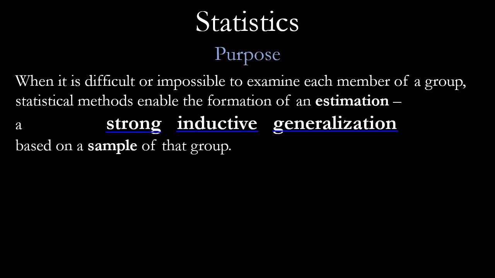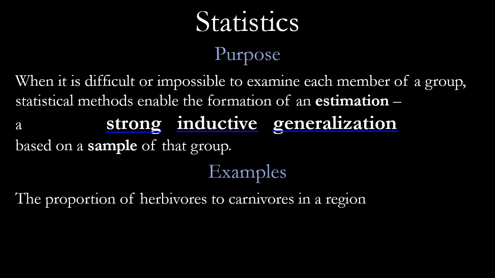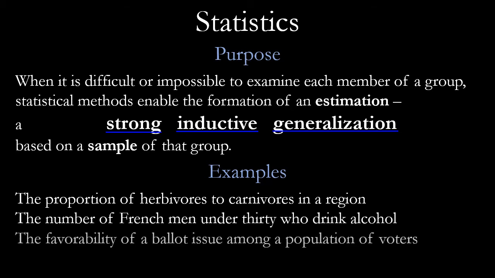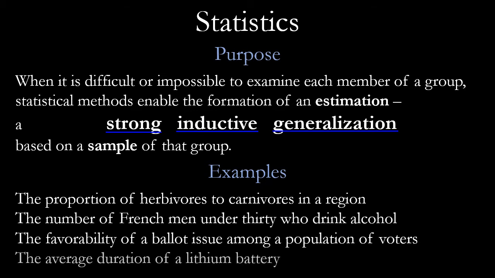When we are doing this, we are basing that generalization on a sample from a group, from a population. So, for example, we could statistically analyze the proportion of herbivores to carnivores in a region. We might take a sample of that and then make a generalization or an estimation based on that sample of the whole population. We might be wondering about the number of Frenchmen under 30 who drink alcohol. We might be wondering about the favorability of a ballot issue among a population of voters, right? Obviously, in all these cases, you can't look at or interview or examine every last member of these populations, at least not logistically or feasibly, and so we take a sample and we estimate from there.